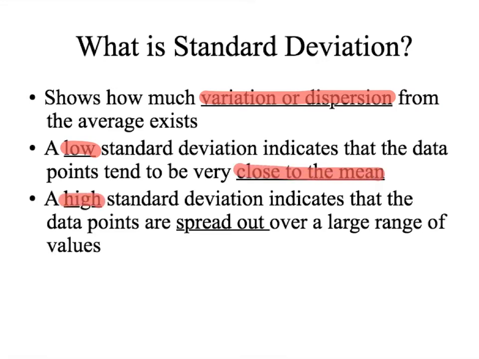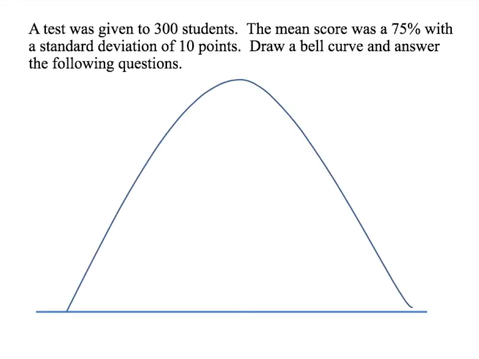A high standard deviation indicates that the data points are spread out. So the bigger the standard deviation is, the more spread out the data is. The smaller the standard deviation is, the closer the data is together.